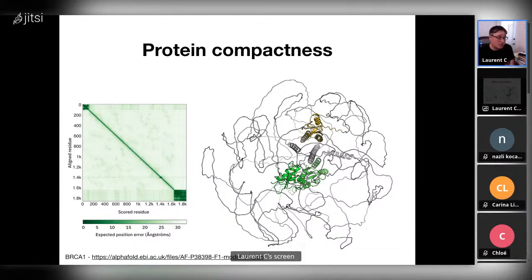And when I look at the PAE here for this BRCA1 protein, what I'm able to say is that there are two domains, maybe a small secondary structure in the middle of the protein, but I cannot say anything about how most of the protein will appear. So I'm not able to say if the protein will be more elongated, if it will be a compact protein. That's something that you can tell from looking at the PAE.